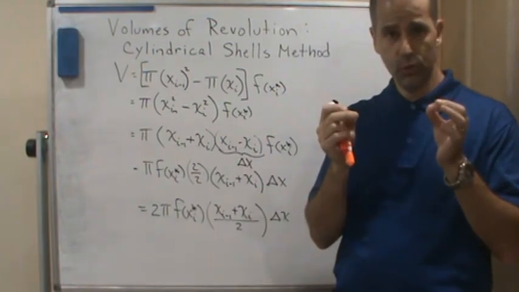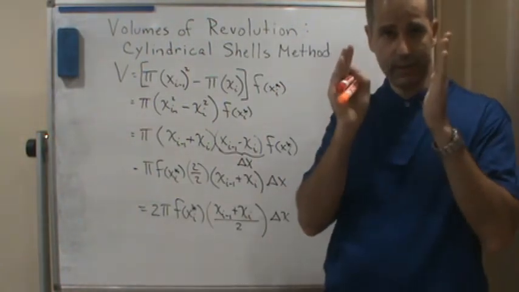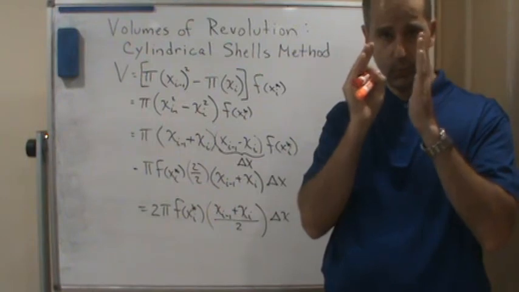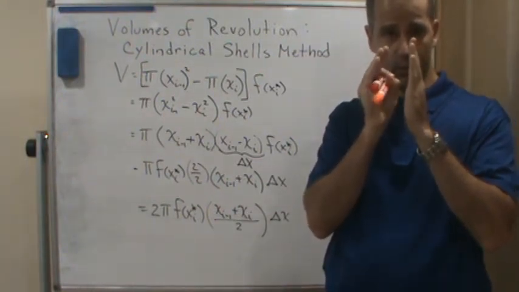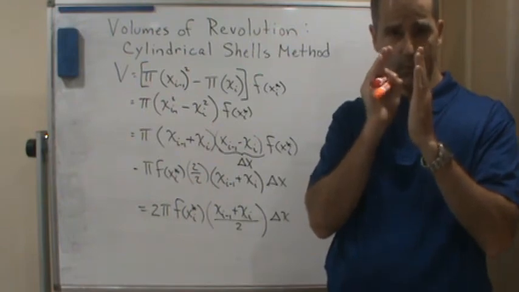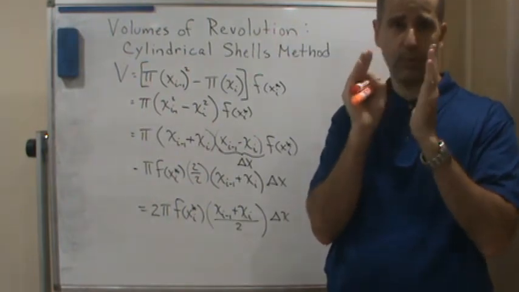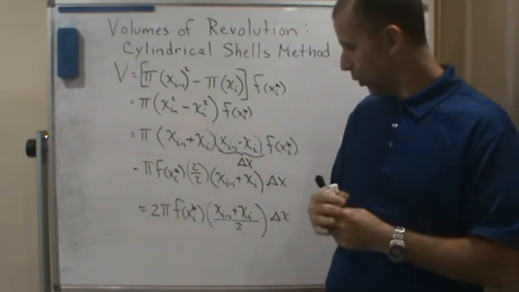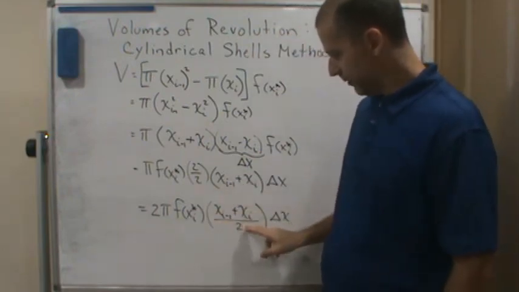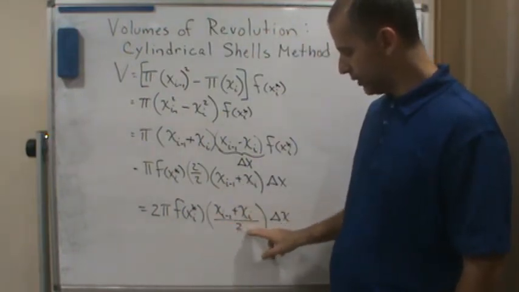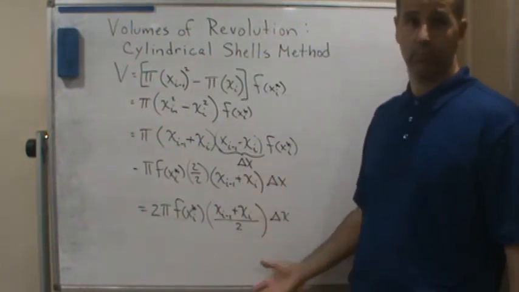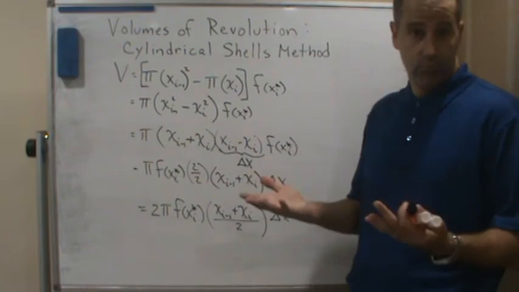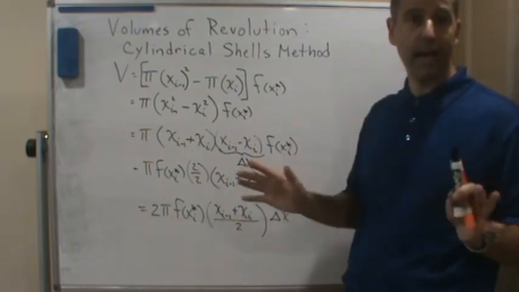we can still do this. We're going to be taking really small shells, right? Delta x is really small, so the difference between the outside radius and the inside radius is going to be negligible. So why don't we just take the average of the two and use the average? Because it's going to be so close, it's not going to matter.